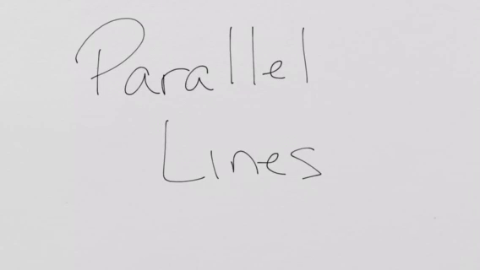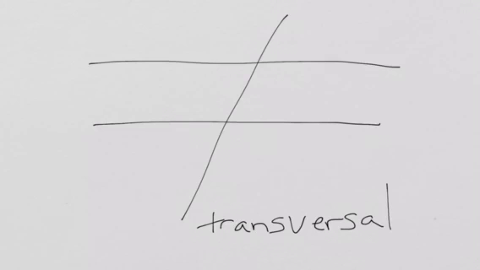All right, let's get ready to talk about some parallel lines. Parallel lines, lines that never meet and are always the same distance apart on the same plane. Okay, so when you look at them, in our case, we have two parallel lines. Those are pretty easy to see. But then what's that line that cuts through them? Well, that's called a transversal.